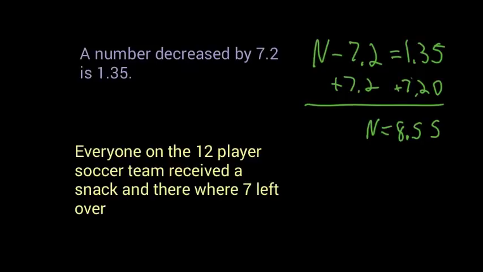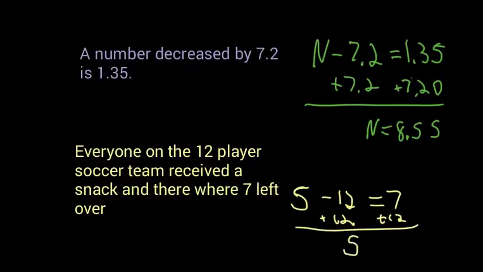Alright, next everyone on the 12-player soccer team received a snack and there were 7 left over. So we need to figure out how many we started with. So we know we have 7 left over, so in the end we get an answer of 7. And we know there's 12 players and they each received a snack, and that's from the total snacks at the start, and we'll just say S for snack. So S minus 12 equals 7. So the opposite of minus 12 would be plus 12. And so S equals 7 plus 12, which is 19.